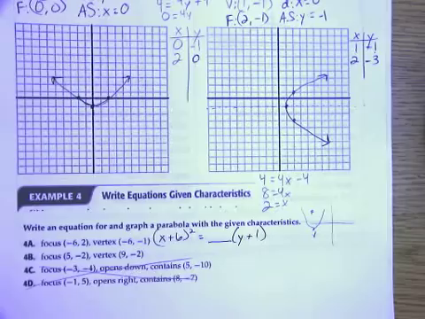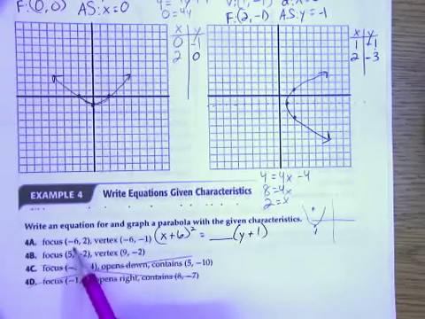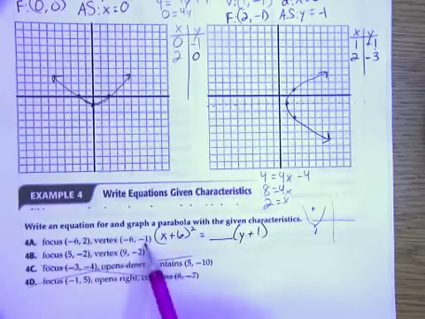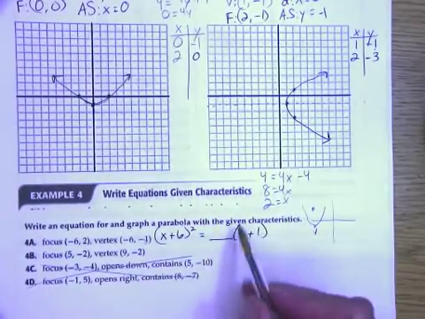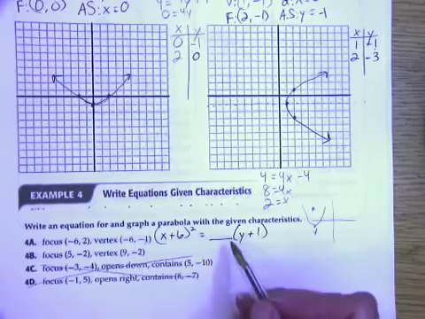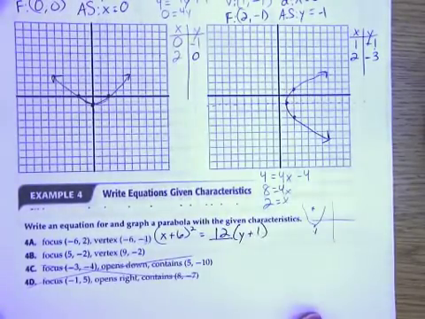And then, like I said, we've got to figure out the value of p. Well, p, remember, is the distance between the focus and the vertex. They are 3 spaces away. Look at their y coordinates. They're 3 spaces away. So remember that this number here is always 4 times p. 4 times 3 is 12. So there's my equation for part A.